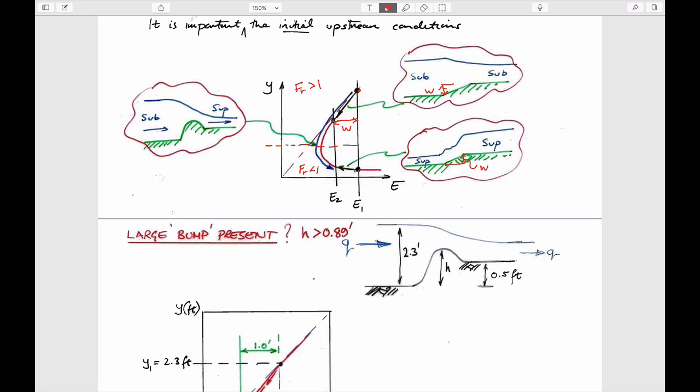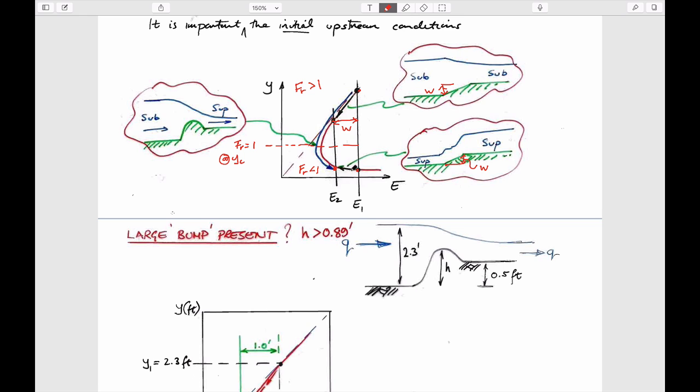Then again you go from here to this new energy, and this is the new depth that you have here. So in other words, you go from shallow to deeper. Actually, you're subcritical, and you're still subcritical because you're still on this side of the Froude number equal to 1. It's at y sub c, right? This is y sub c here.